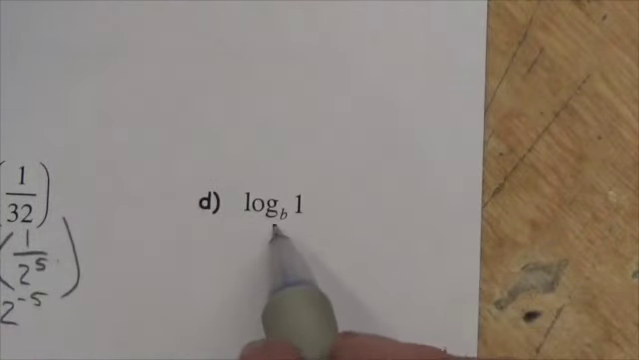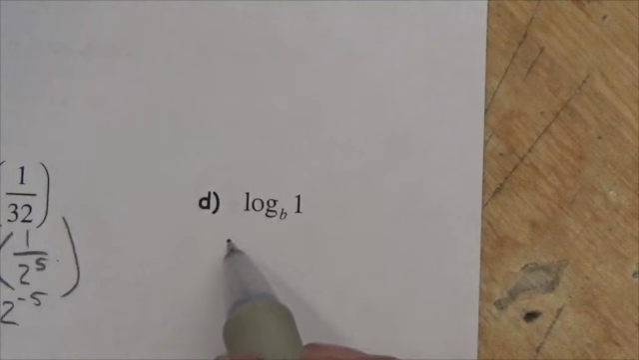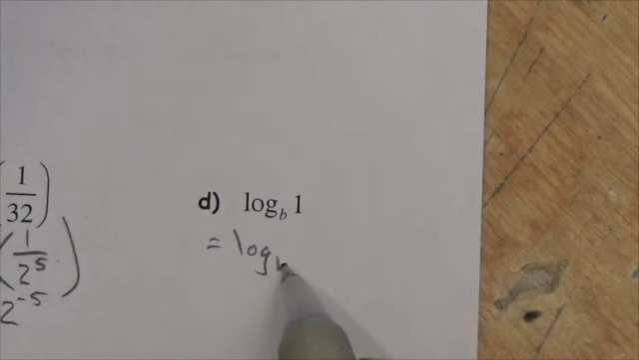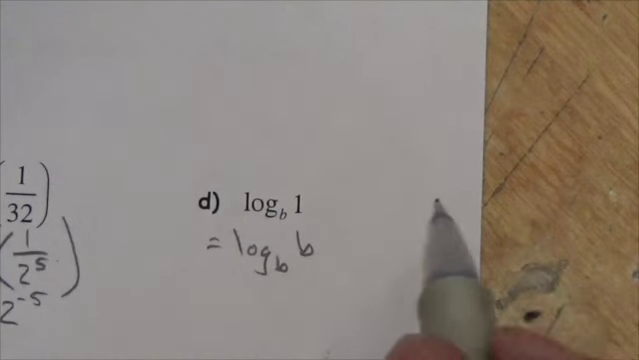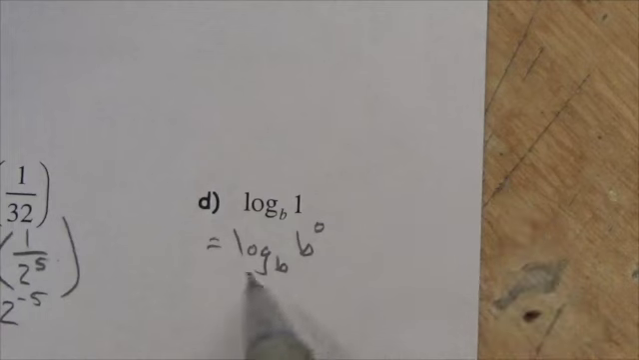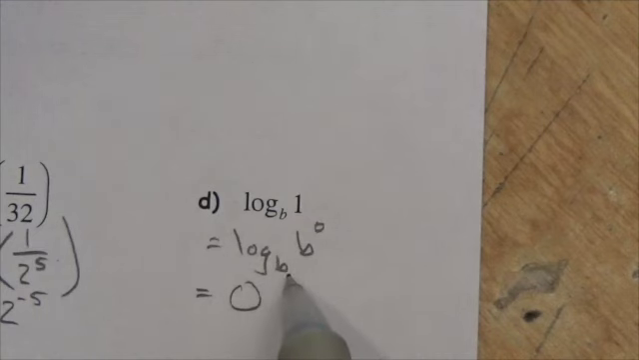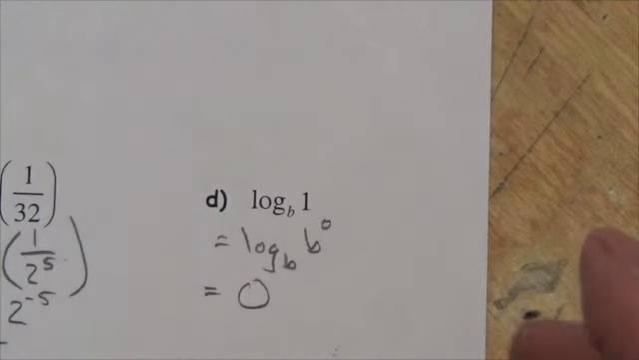Log base b of 1. Well, what I've got to do here is write 1 as a power of base b. What power of b gets you 1? And the answer is 0. So log base b of 1 is going to be 0. Again, it's the same pattern: log base a of a to the x, what I had written before.